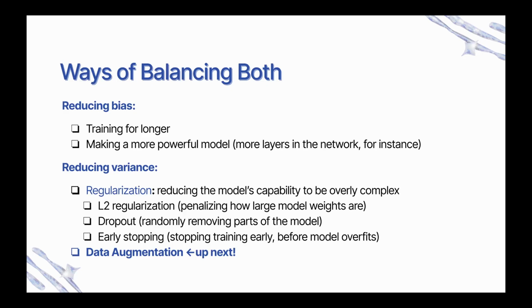Now we're going to talk about data augmentation, which is another way of reducing variance and I guess bias as well. But it's a very powerful thing that you can do, especially in image tasks, when you're working with images. And this is more of a setup for next week when I'll talk about convolutional neural networks.